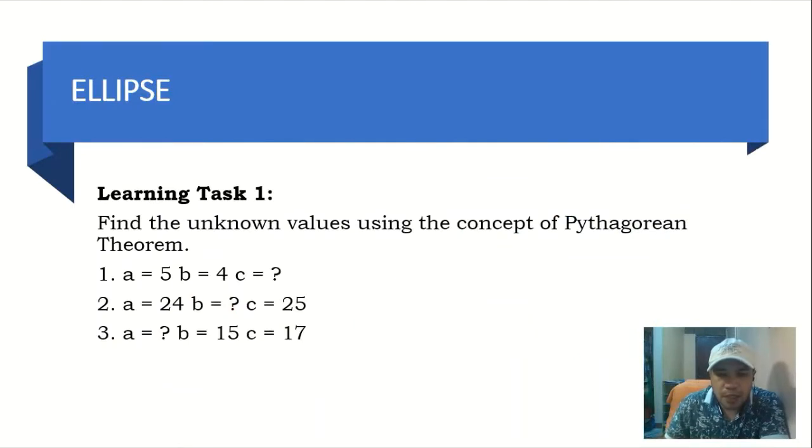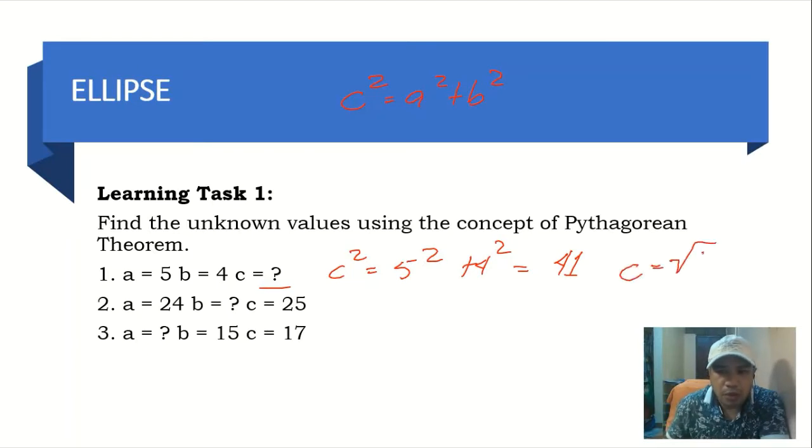Now, for another review, we will try to apply the Pythagorean theorem. So the Pythagorean theorem is given by the formula c squared is equal to a squared plus b squared. In this part, missing c. So number one, we will apply c squared is equal to 5 squared for the value of a plus 4 squared for the value of b, and that will give us 25 plus 16, that is 41. So c squared is equal to 41 and c is equal to square root of 41.